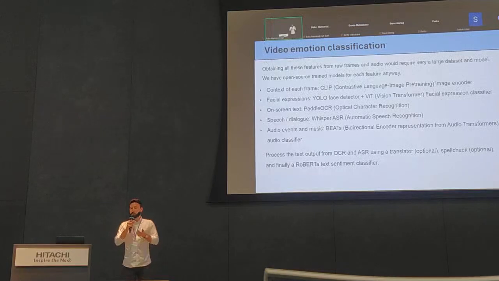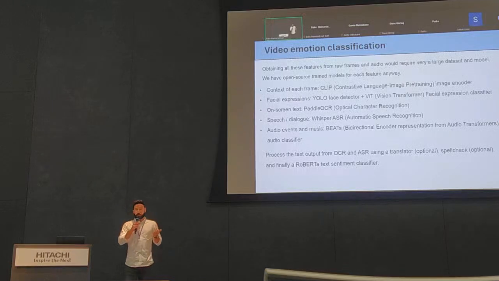For the context of each frame, I used CLIP, contrastive language image pre-training. This is an image encoder, but some people also adapt it for image captioning. So it understands what's going on in an image, and you can do it frame by frame. For facial expressions, you first need to detect the face. For this I used a YOLO face detector, followed by a vision transformer as a facial expression classifier. To get the on-screen text, I use PaddleOCR. To get the speech and dialogue, I use Whisper ASR, automatic speech recognition by OpenAI. And to get the audio events and music, I use BEATs, bidirectional encoder representations from audio transformers. This is an audio classifier.